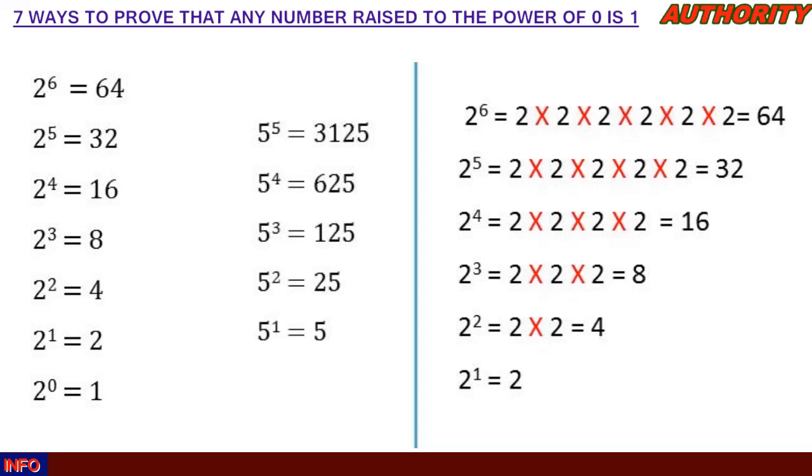Then lastly, reduce the exponent by 1. That means you're going to have 5 raised to power 0. The answer is going to give you 5 divided by 5, which is equal to 1. So with this illustration, with this pattern, we are able to show that any number raised to power 0 is equal to 1 following this pattern. Yes, any number raised to power 0 is equal to 1 except 0 raised to power 0.